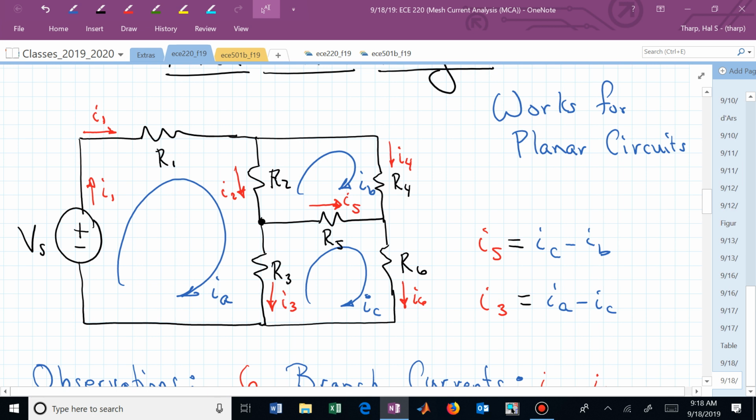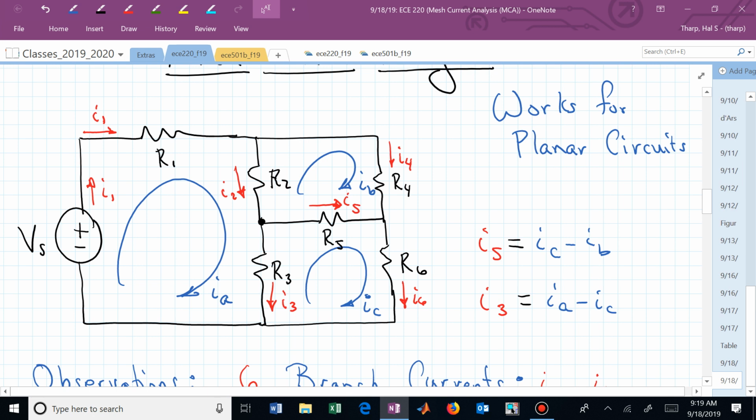And the net current down through R sub 2 in terms of the mesh currents is I sub A minus I sub B. Then we drop down and we go, what's the voltage dropped across R sub 3? R3 times the current from top to bottom, I sub A minus I sub C. That's KVL for mesh A.